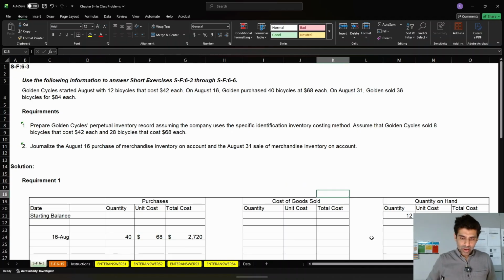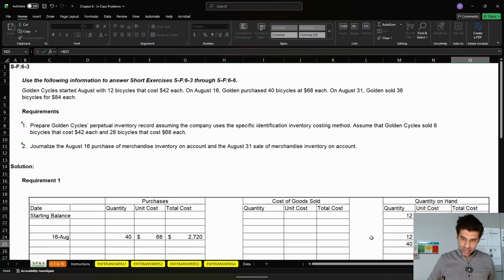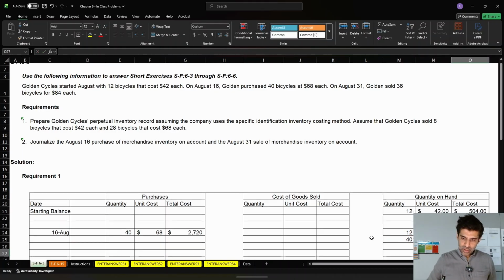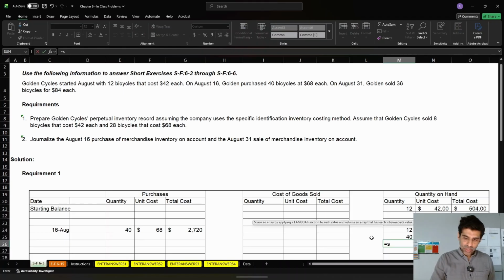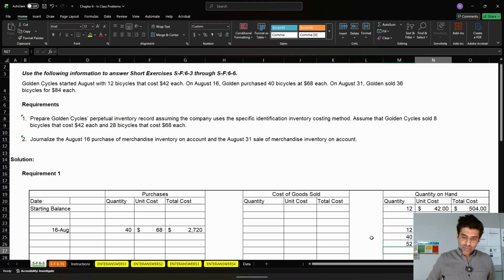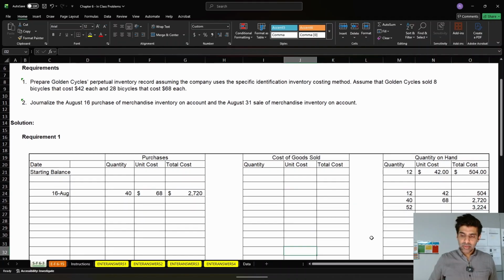Now in our inventory, we have the original 12 at $42 each, which is worth $504. And then we have 40 more units at $68 each. Let's just be clear. We have a total of 52 units, and the total value of those 52 units is $3,224.